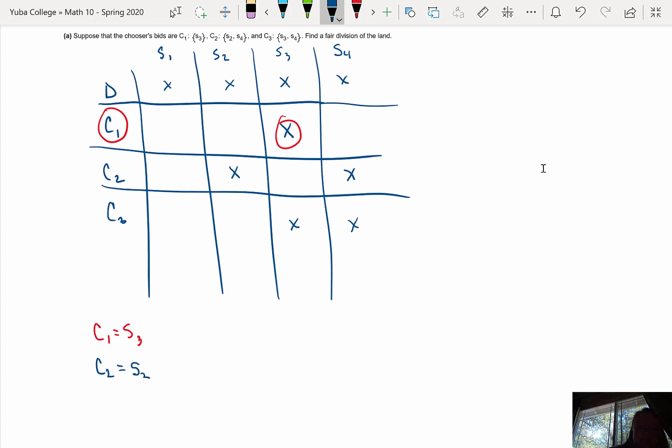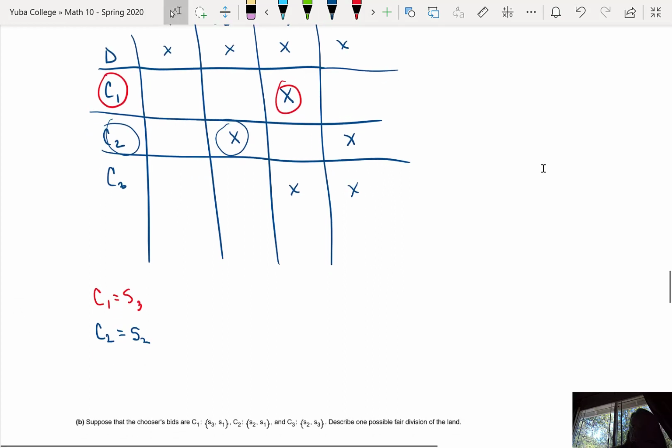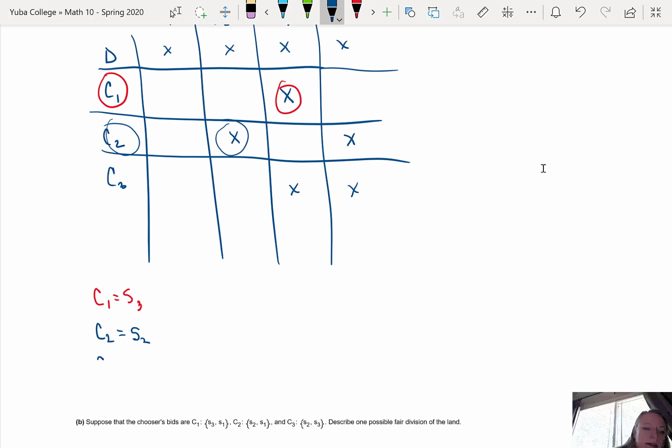Well, if we gave S sub 2 to C sub 2, then C sub 3 technically could get S sub 3 or S sub 4. If we give S sub 3 to them, then the divider would get S sub 4. Okay, so this was only one possibility. I notice that there's multiple possibilities that could work here.